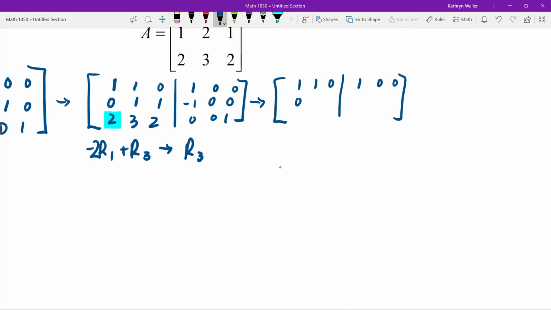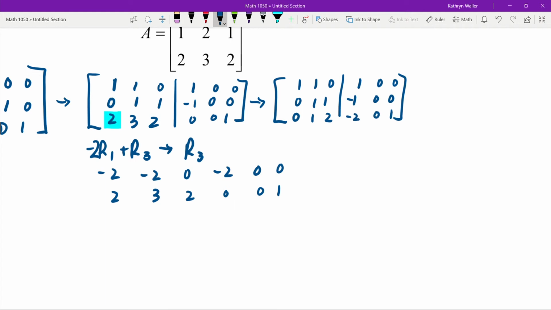Row 2 doesn't change. Multiply row 1 by negative 2, and you have negative 2, 0, negative 2, 0, 0. Put row 3 underneath it. Add those together and I get 0, 1, 2, negative 2, 0, 1.